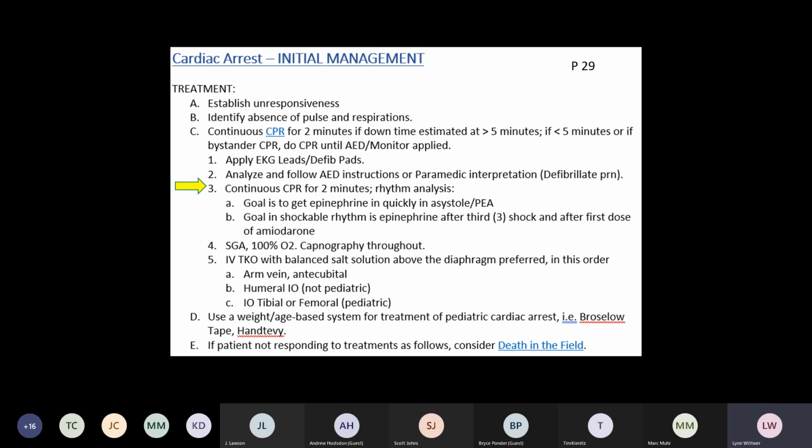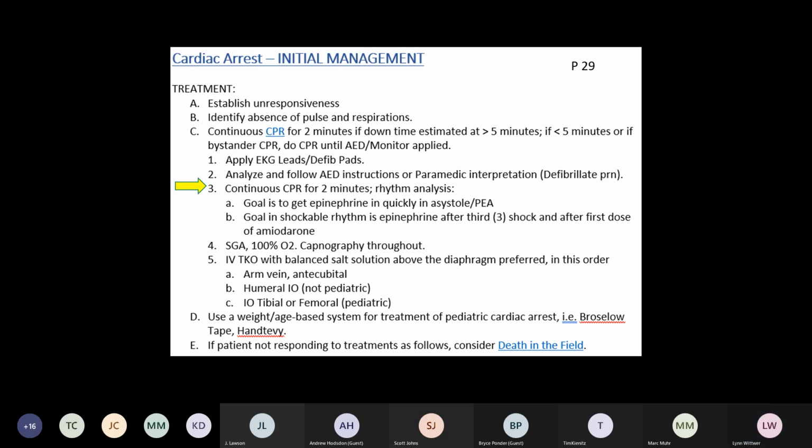The goal is then to get epinephrine in quickly in asystole and PEA. The goal in a shockable rhythm, i.e. Vfib or pulseless VTAC, is epinephrine after the third shock and after the first dose of amiodarone. I'll go into that a little bit more in detail soon. Supraglottic airway, 100%, capnography throughout, IV TKO balanced salt solution, above the diaphragm is preferred.